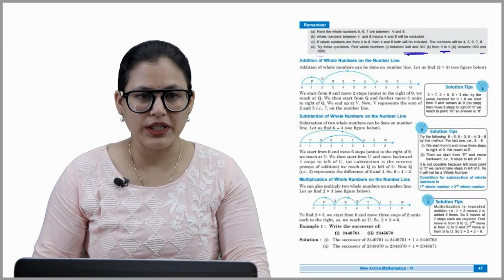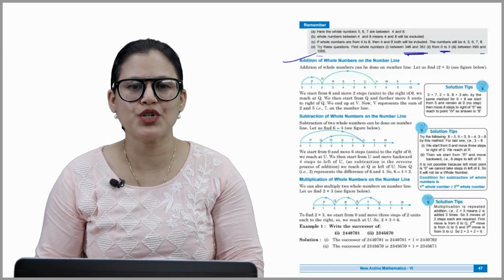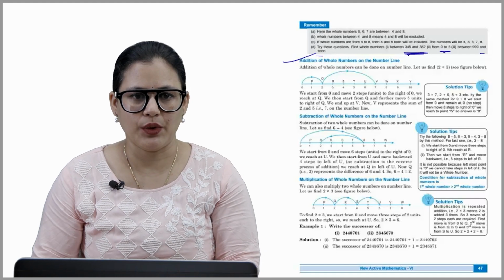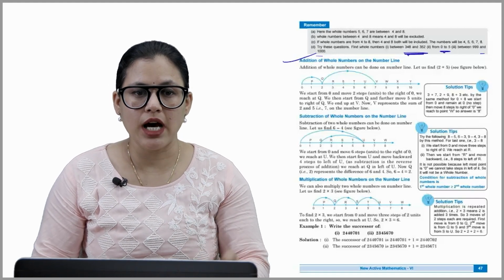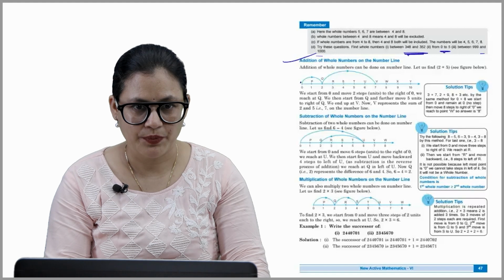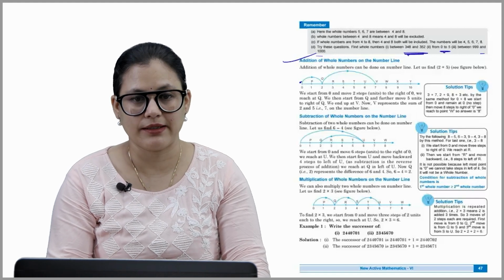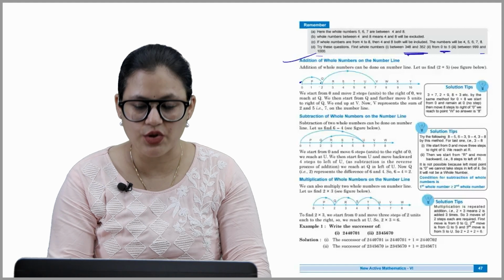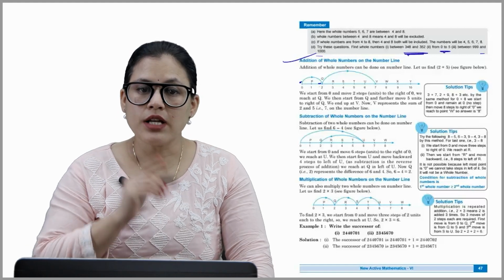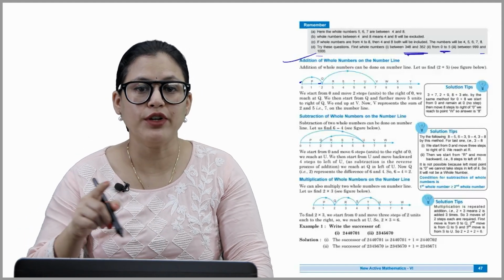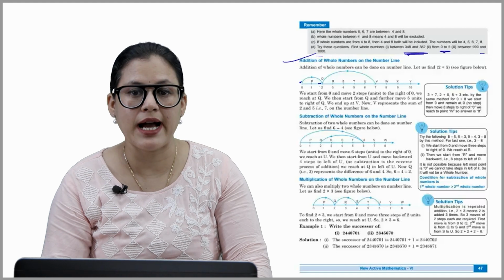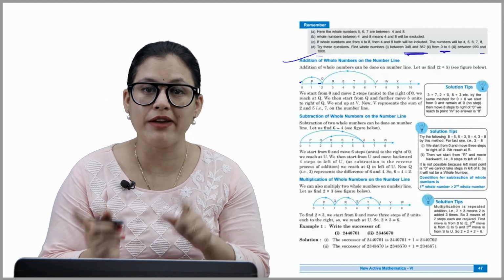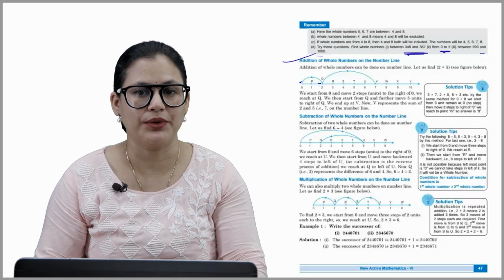Addition of whole numbers on the number line. Addition of whole numbers can be done on the number line. Let us find 2 plus 5. We start from 0 and move 2 steps to the right of 0. We reach at Q. This position is Q. We then start from Q and further move 5 units. Then we reach at V. Now, we represent the sum of 2 and 5, that is 7, on the number line.